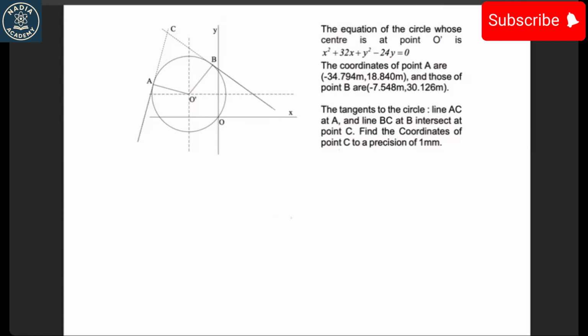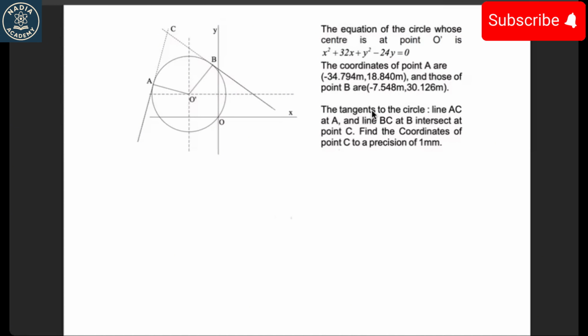The tangents to the circle, line AC at A and line BC at B, intersect at point C. Find the coordinates of point C to a precision of 1 millimeter. So if we solve this question in meters, we should have the solution up to 3 decimal places, because a millimeter is the 1,000th part of a meter.